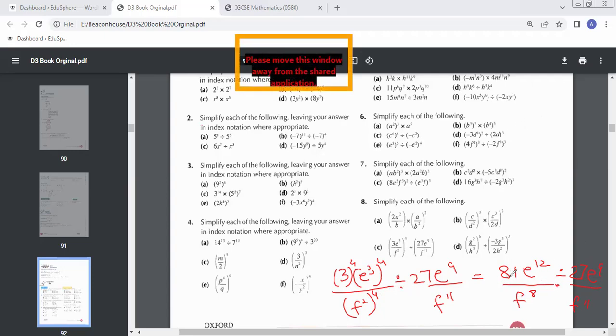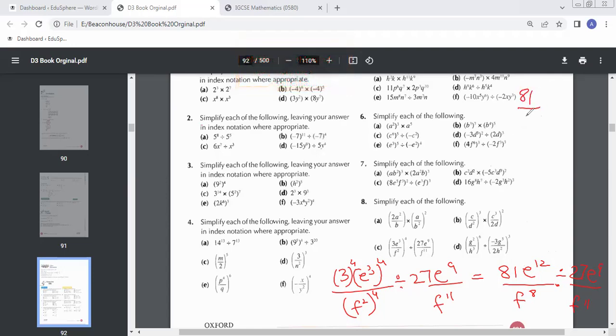What we'll be doing: 81 e^12. Now 81 will be divided by 27, so we have to divide it. We know that 27 and 81 can both be simplified by the number 3. So we will write 81 over 27, and we will simply divide it.